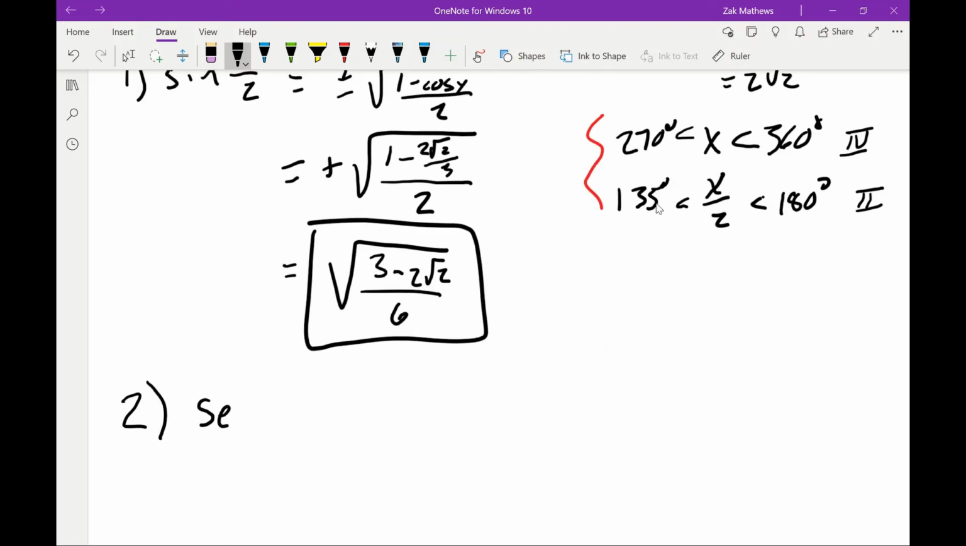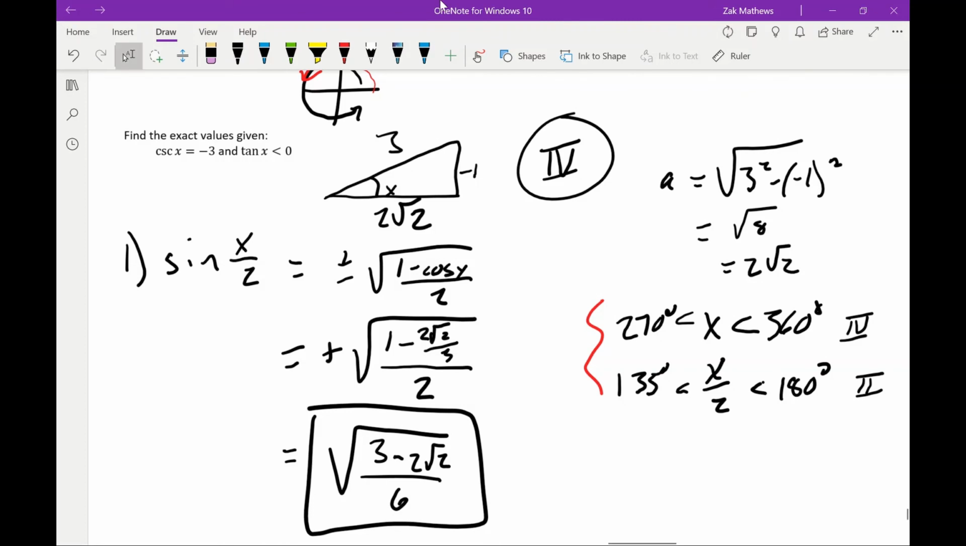Let's take the secant of x over 2. We're going to approach it in a very similar way. We know a lot of things about x. We know that x was in that fourth quadrant. We know what the ratio of sides looks like built around that x. We still know that x over 2 is in the second quadrant.